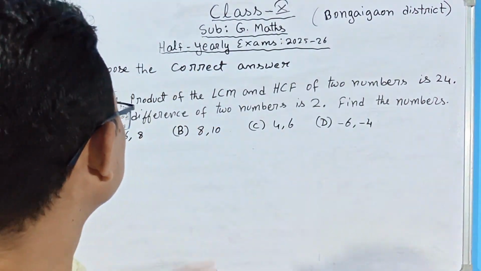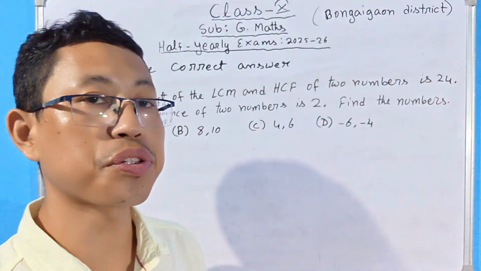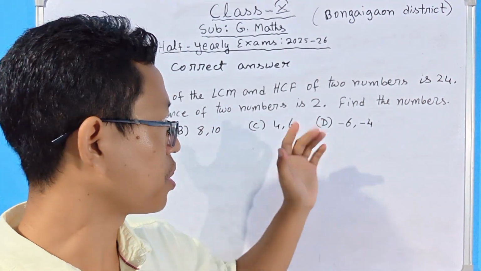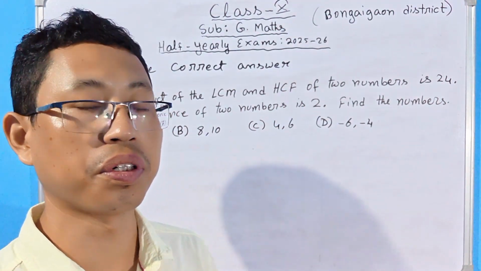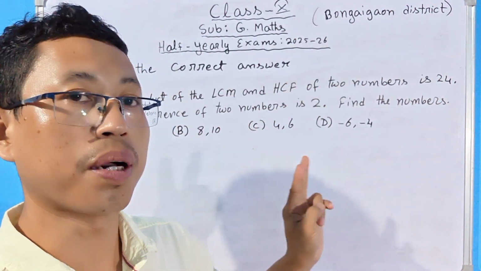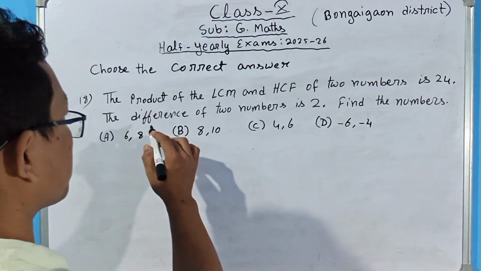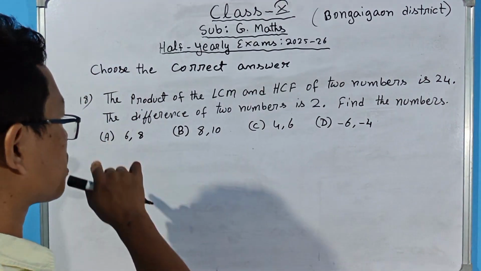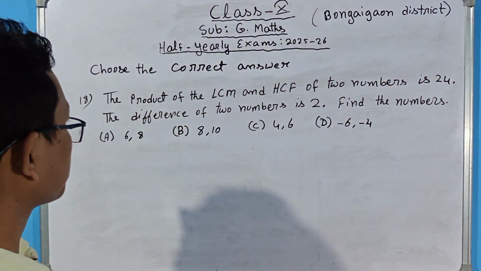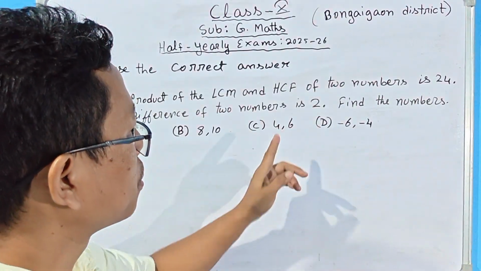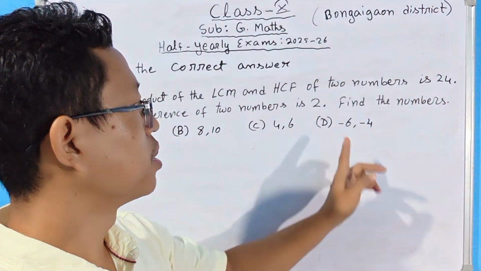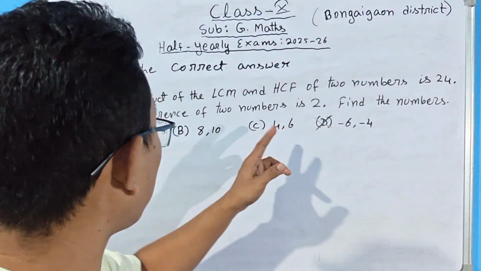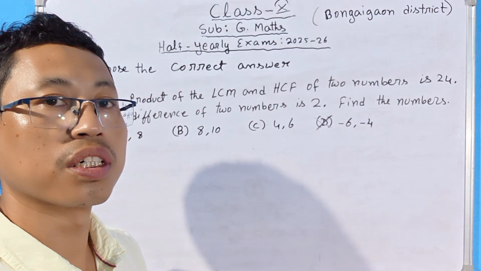Question number 18. We have: the product of the LCM and the HCF of two numbers is 24 and the difference of the two numbers is 2. Find the numbers. The numbers we don't know. So here it is very easy, we don't need to go through the question, we can go from the options also. The difference of the two numbers must be 2. So let's do 8 minus 6, we get 2, that is correct. And 10 minus 8, here also we get 2. 6 minus 4, here also 2 we get. But 6 minus 4 negative... the other option gives negative 2, that is not a correct answer. Clear?